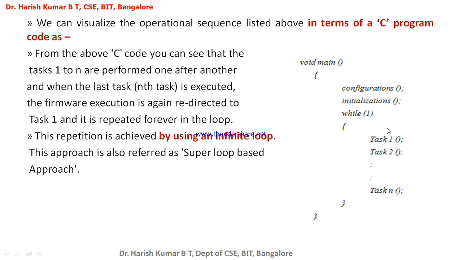And in a while(1), I have the many tasks, task 1 to task n, and each of these tasks is going to be executed serially one after the other. The moment the last task finishes its execution, again it just goes back and repeats from the first task, since we are defining it as an infinite loop.